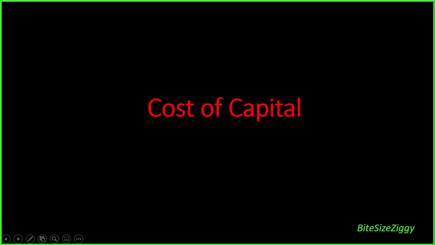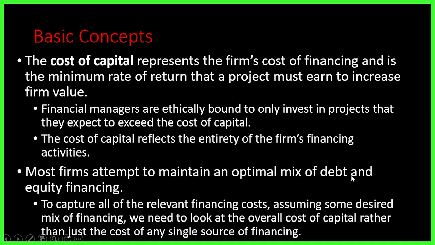So in this video, I'm going to discuss the basic components of cost of capital and why we need to compute for the weighted average cost of capital. Starting with the basic concept, the cost of capital actually represents the firm's cost of financing, and it is the minimum rate of return that a project must earn to increase the firm's value.